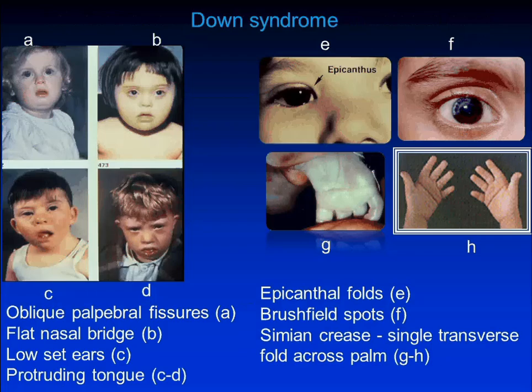People with Down syndrome may have some or all of the following physical characteristics: upslanted eyes, or called oblique palpebral fissure, flat nasal bridge, low-set ears, protruding tongue, epicanthal folds, Brushfield spots, and a single crease of the palm.